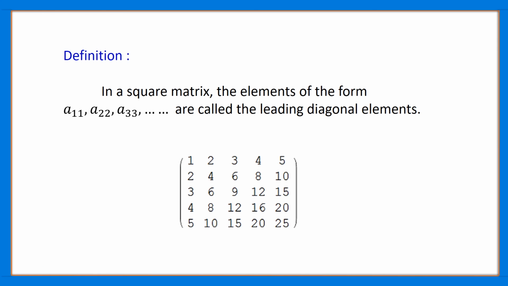Okay. What happens if we have a rectangular matrix? So if our matrix is [1, 2, 3; 4, 5, 6], does it have a diagonal element, that is, a leading diagonal element? No, it doesn't. The leading diagonal element can be formed only when we have a square matrix. So there is no leading diagonal element for a rectangular matrix.